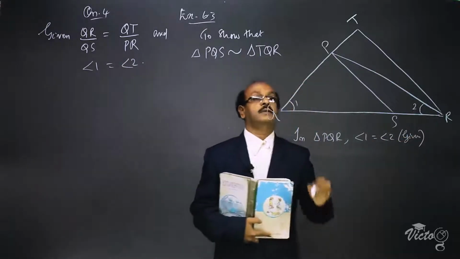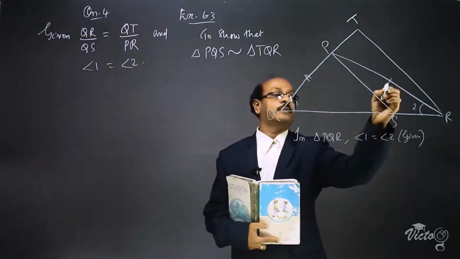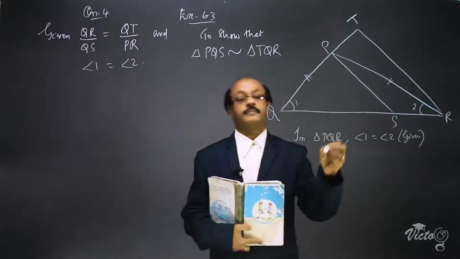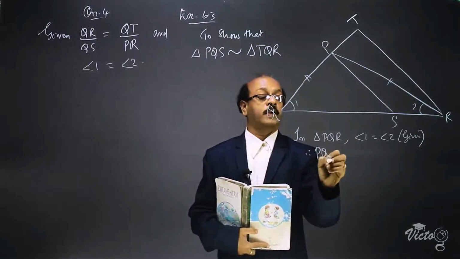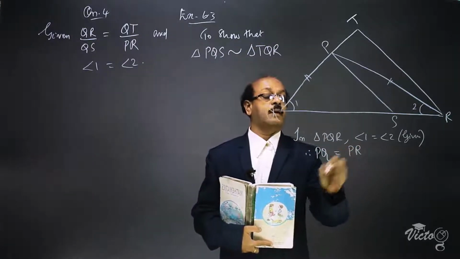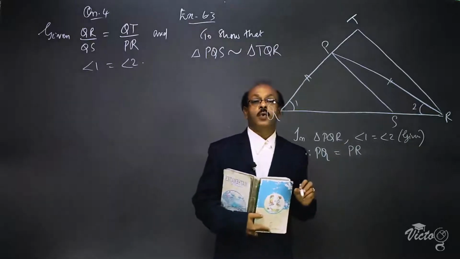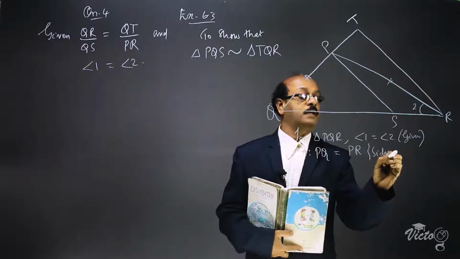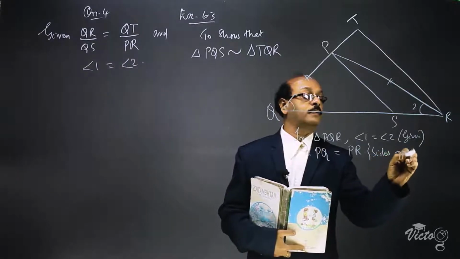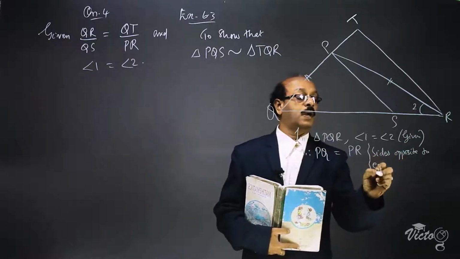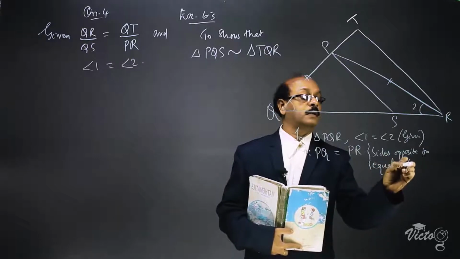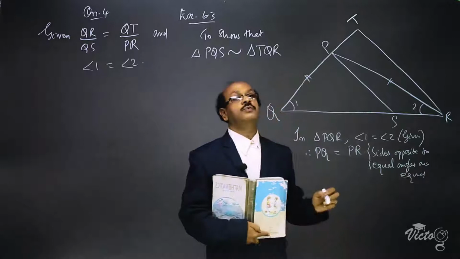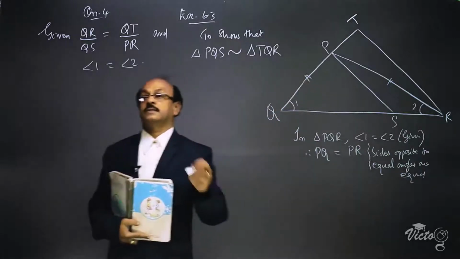Therefore, we can write these two sides are equal, that is PQ is equal to PR. Reason: sides opposite to equal angles are equal. Now we have to consider triangle PQS.